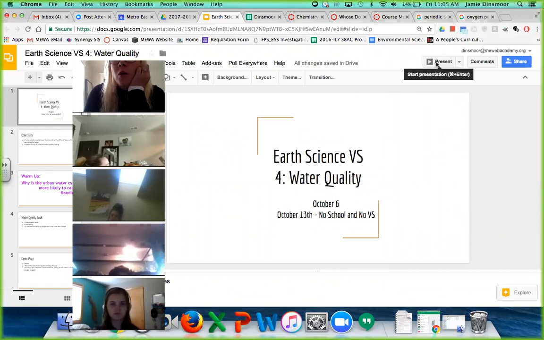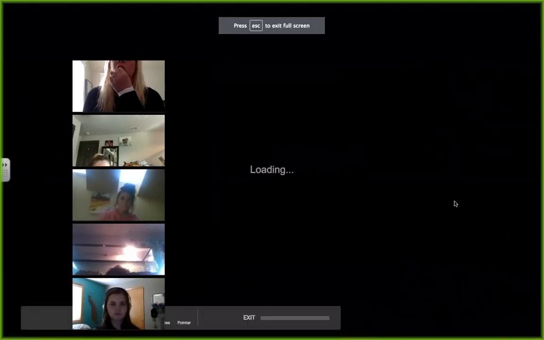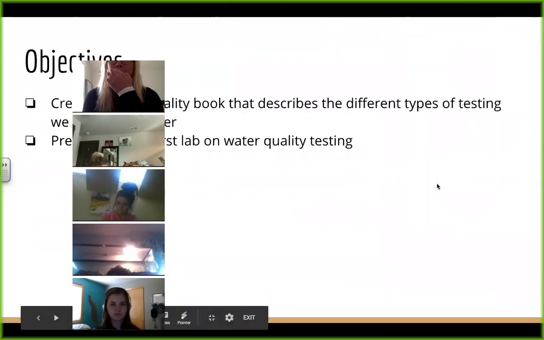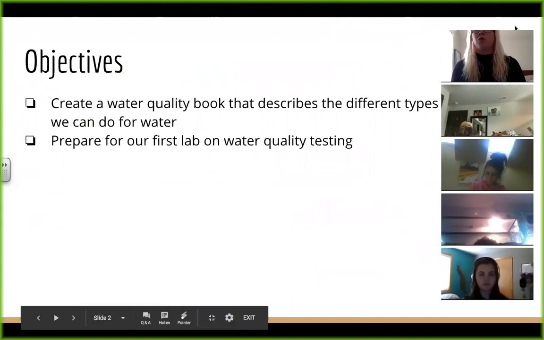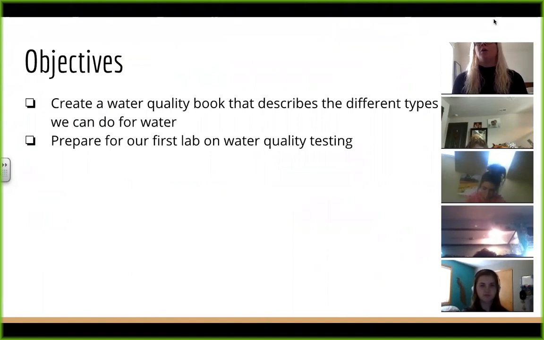So water quality. What we're going to do first is talk about our objectives. We're going to be creating a water quality book that describes the different types of testing we can do for water. And that's going to help us prepare for our first lab, which we'll also kind of talk about as we go.